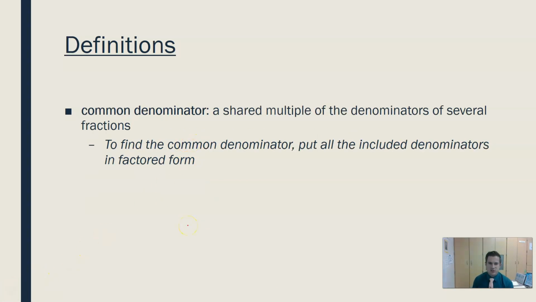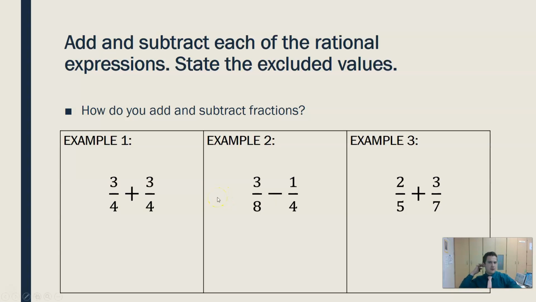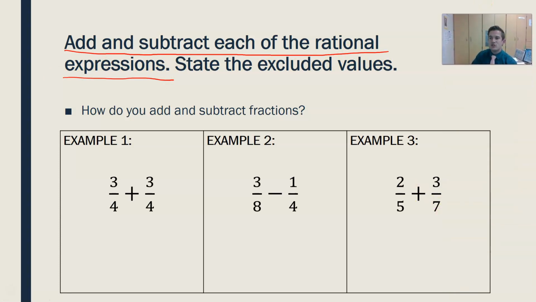Okay, some definitions. A common denominator is a shared multiple of the denominators of several fractions. We'll look at some examples on the next slide, but to find the least common denominator, put all the included denominators in factored form. Right here I give you the instructions to add and subtract each of the rational expressions and state the excluded values. So let's do a quick recap of how we add and subtract fractions in general.